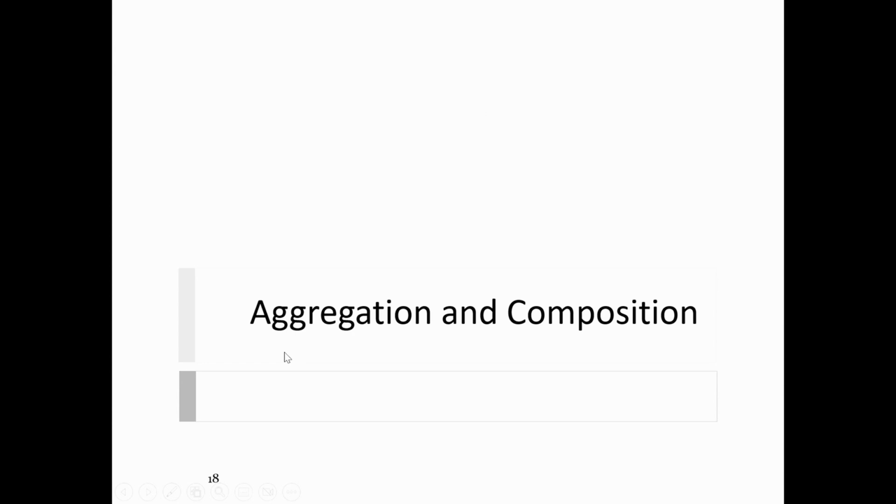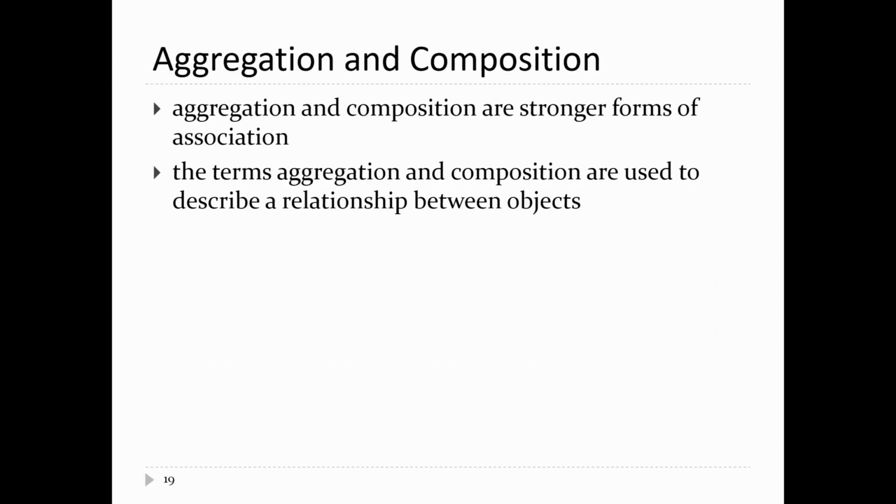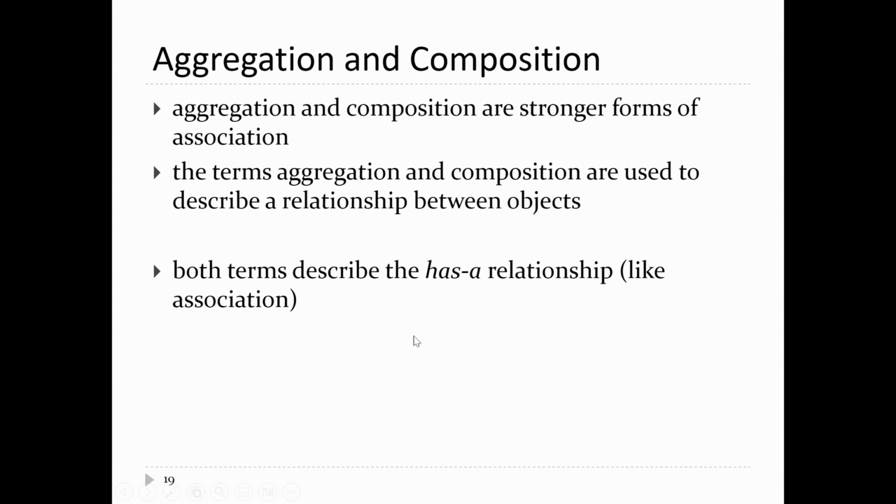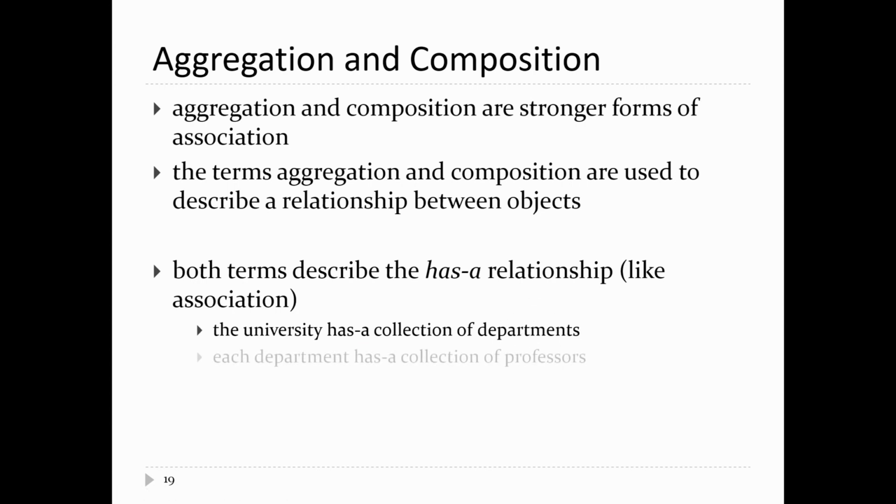All right, so association can have one of two forms: either aggregation or composition. Aggregation and composition are stronger forms of association, and these terms are used to describe a relationship between two objects. Both terms describe the has-a relationship, just like association. So for example, if you were modeling the university as a bunch of classes, the university has a collection of departments, and every department has a collection of professors.